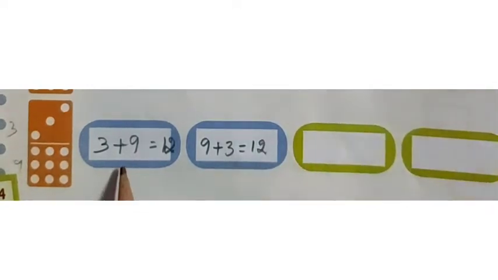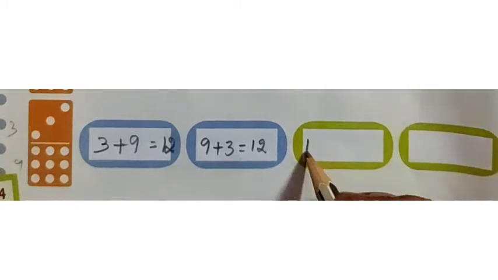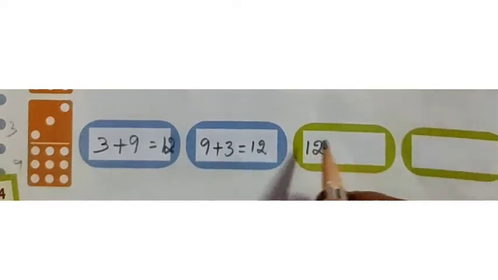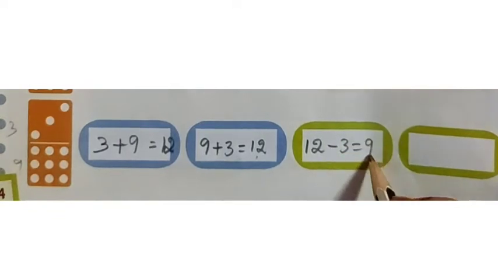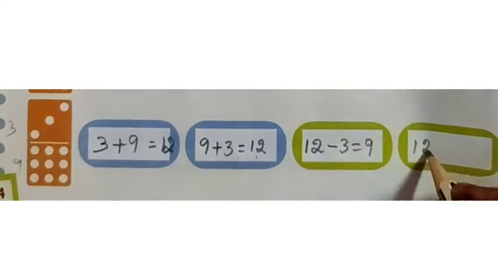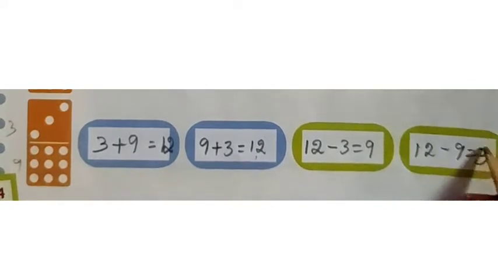Next we have written two addition facts. Now let us write down two subtraction facts. In subtraction facts, first write down the big number, that is the sum. Minus 3 equal to 9, and 12 minus 9 equal to 3. In this way we have written them.